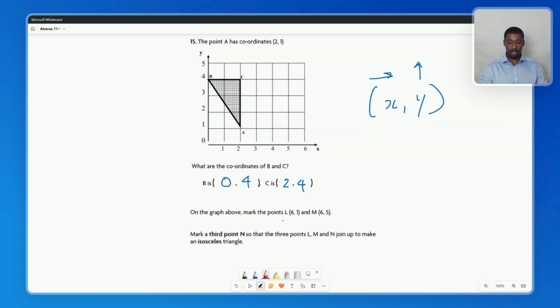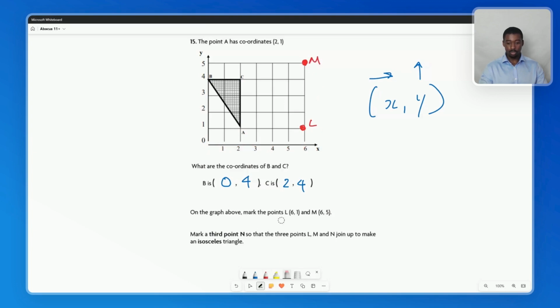Now, on the graph above, mark the points L and M. So 6, 1, 6, 5. We should be confident doing this. 6, 1 means 6 to the right. 1, 2, 3, 4, 5, 6. 1 up. So right here. And then 5 will be the same across, but 5 up. 2, 3, 4, 5, right here. So that's L. Let's put L here. And this is M. Awesome.